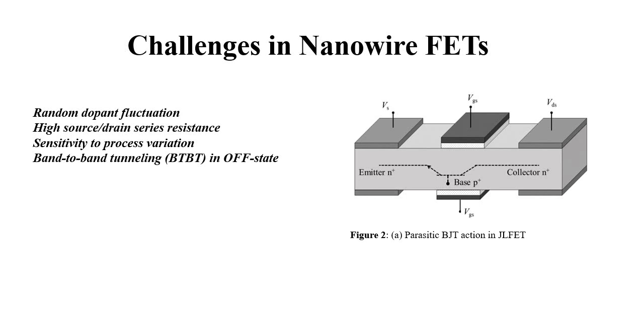Now, band-to-band tunneling in the off state is basically due to the presence or formation of a BJT, bipolar junction action, in the junctionless FET, due to the overlapping of the conduction band of the channel with the valence band of the drain. So we have to keep in mind that when designing the junctionless FET, all these challenges will come, and we have to design the structures in such a way that we overcome these challenges.